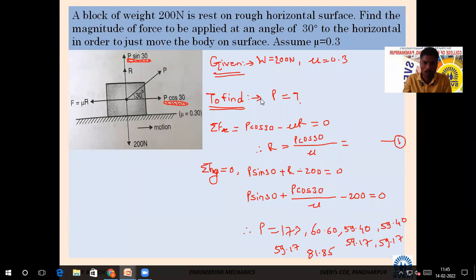Sir, I made the equation and solved it in the calculator. Okay, what is your answer, Utkarsh? What is your answer? 81.85. Actually, p sin theta. You have taken two simultaneous equations. Have you done it like that? Yes sir.